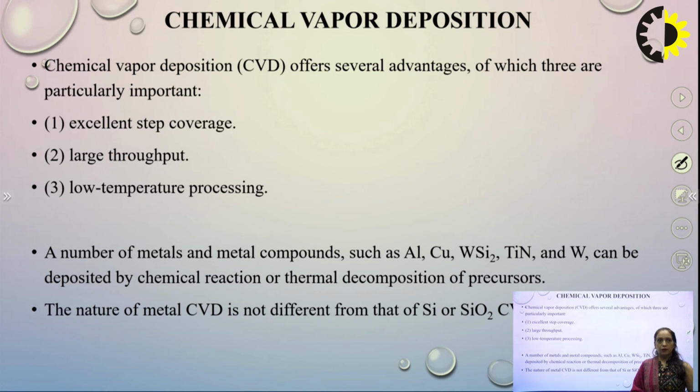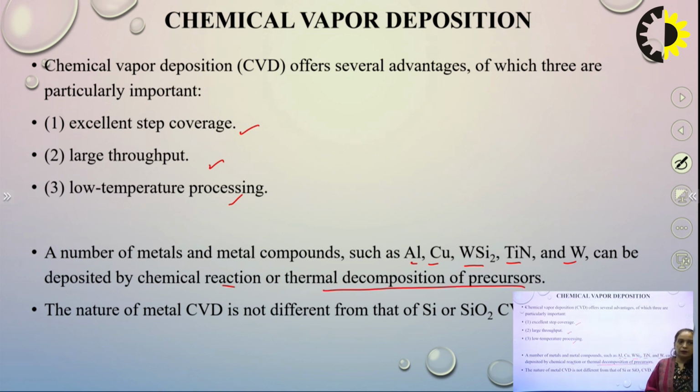Next is the chemical vapor deposition. In case of chemical vapor deposition, it offers several advantages which are excellent step coverage, large throughput, low temperature processing, and a number of metals and metal compounds such as aluminium, copper, tungsten silicide, titanium nitride and tungsten can be deposited by chemical reaction or thermal decomposition of the precursor.